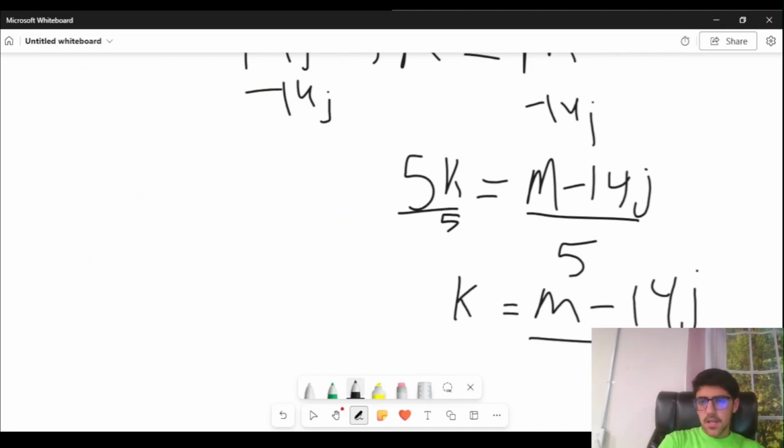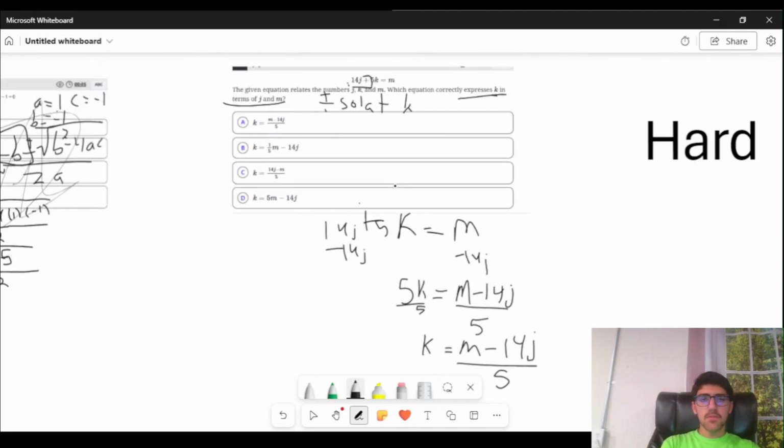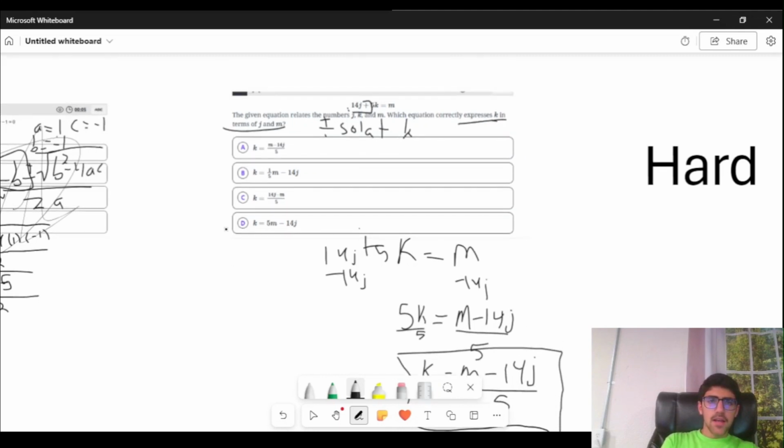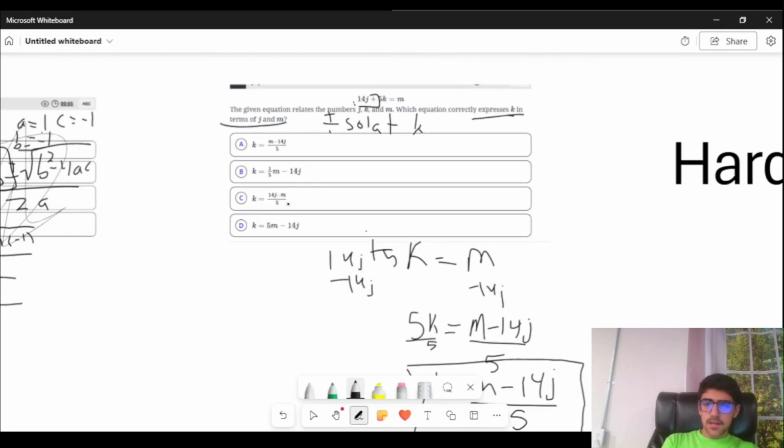over 5. So this is one of the questions where you can't solve it with Desmos. You actually have to use pencil and paper, or just do it in your mind. But you can't use Desmos on this, not that I'm aware of. So we got k equals m minus 14j over 5. Okay, so we got answer A as our answer.